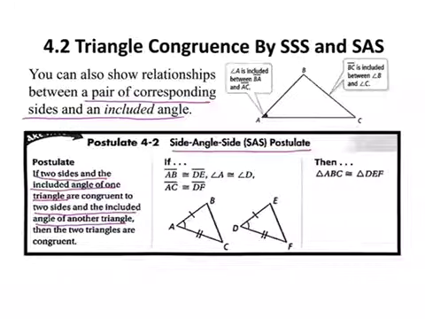So in this case, as long as you have two sides, so here we've got AB and DE are congruent, and AC and DF are congruent, and you're able to show that the angle between them, in this case angle A and angle D, is also congruent, you can use side angle side congruence to prove the triangles congruent.